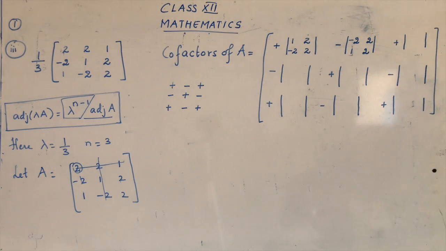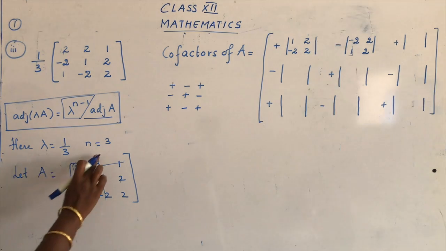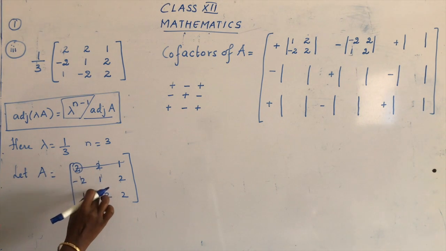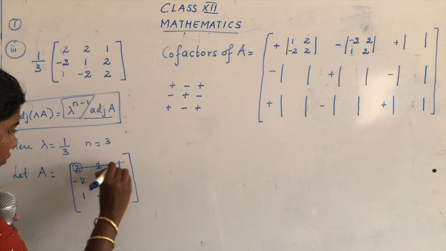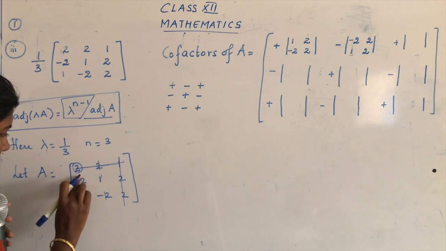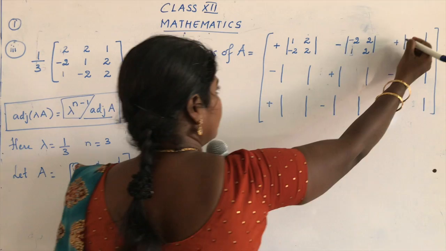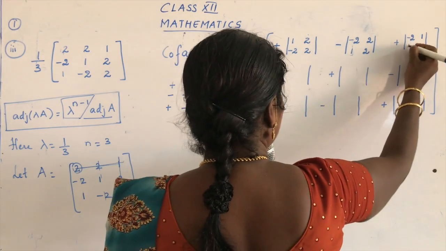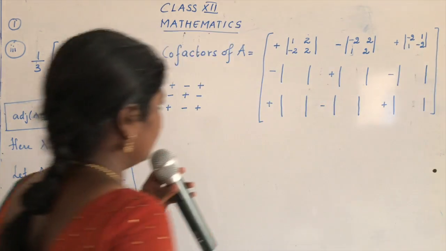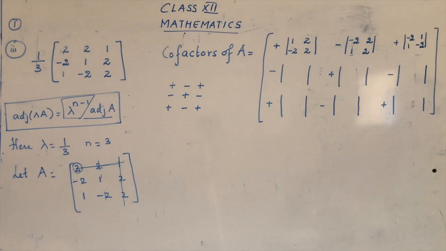Yes. Let's go for the third one. We are going to focus on the third element. Just eliminate that row and eliminate the column. So what is left now? Minus 2, 1, 1, minus 2. Go for the next row.